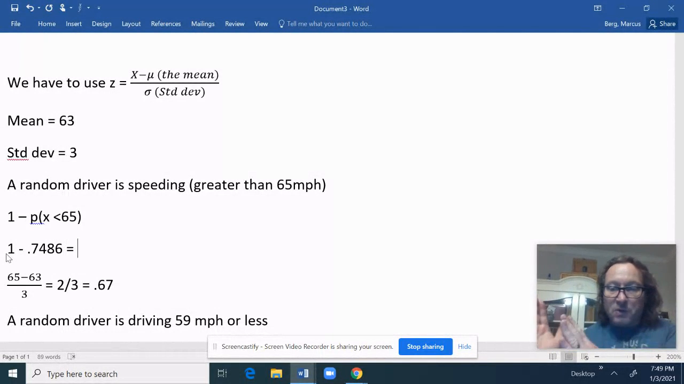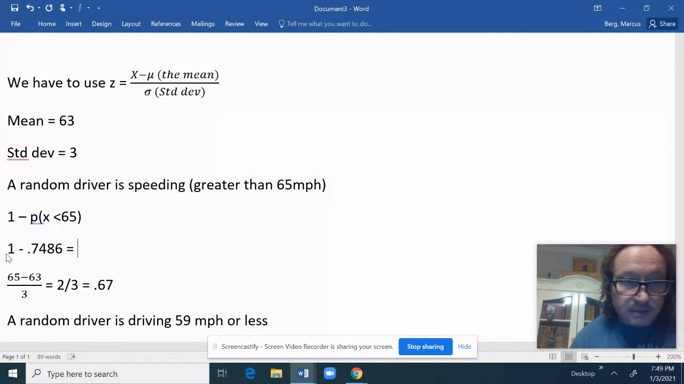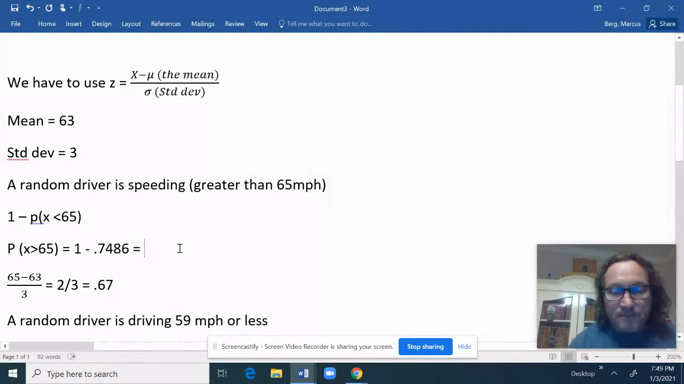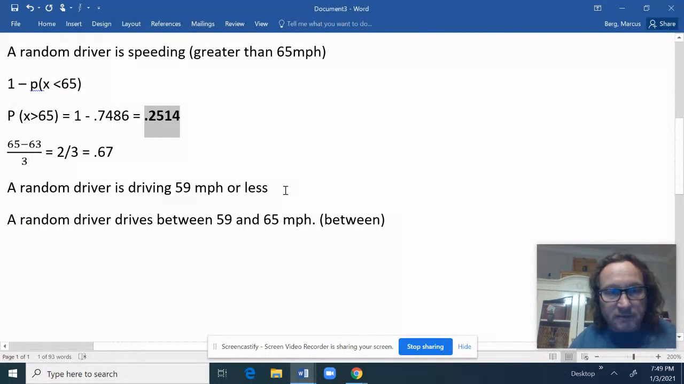So if I hold 1, I subtract 0.7486 from it, I get the probability that x is greater than 65, or that they're speeding. That's what they mean by speeding. It would be 1 minus that, which would be 0.2514. Voila, it is done. That's the first thing.